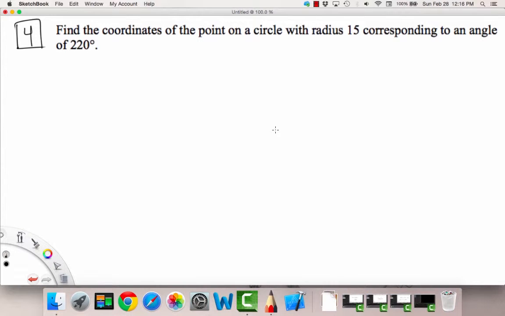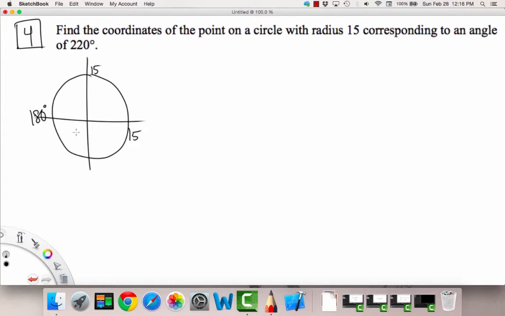Alrighty, so this final question is testing whether you can find an xy coordinate given a radius and an angle. And we can. Let's say we draw a circle, and we have a radius of 15, so that's a pretty big radius. And we have an angle of 220. So let's find 220 first of all. This is 180 degrees, that's halfway around. This is 270. So 220 is somewhere in here.